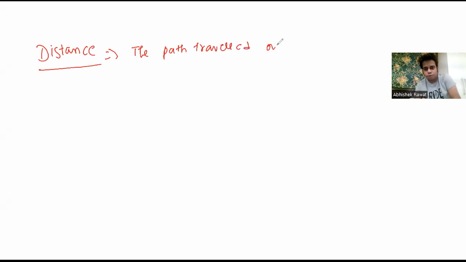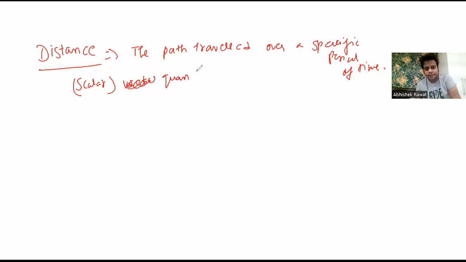Basically, if we talk about distance and displacement, distance is the path traveled over a specific period of time, and it's a scalar quantity. We already know that scalar quantities are those which have only magnitude. We are not concerned about the direction in a scalar quantity.